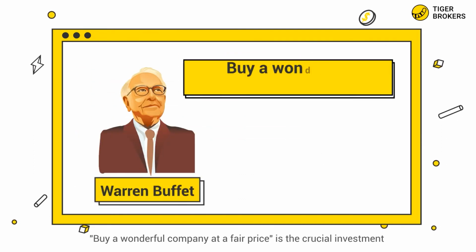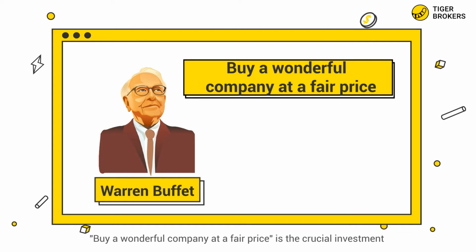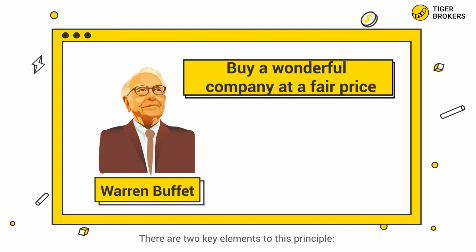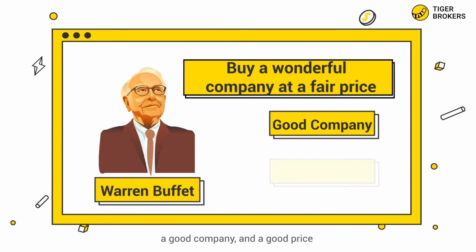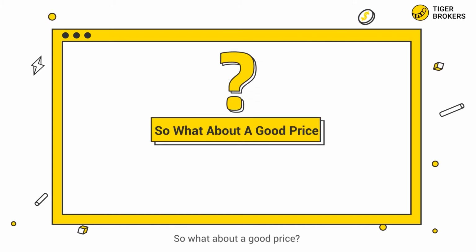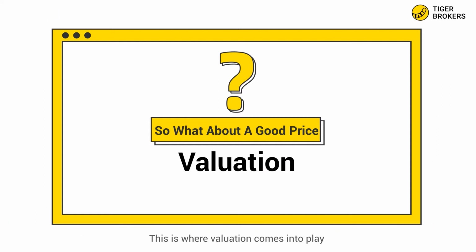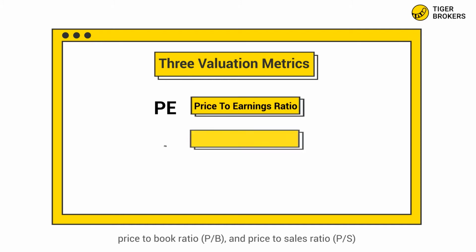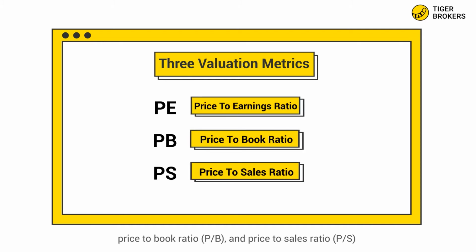Buying a wonderful company at a fair price is the crucial investment principle that Warren Buffett follows when buying stock. There are two key elements to this principle: a good company, a good price. We've talked about how to decide on a good company earlier in the course. So what about a good price? This is where valuation comes into play. There are three valuation metrics: price-to-earning ratio, price-to-book ratio, and price-to-sales ratio.